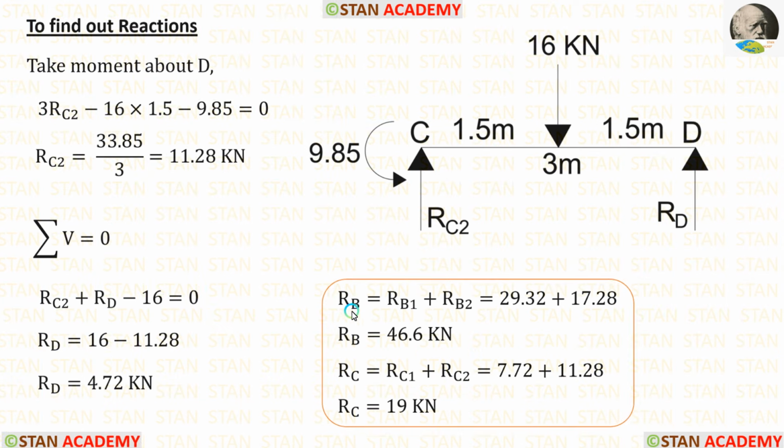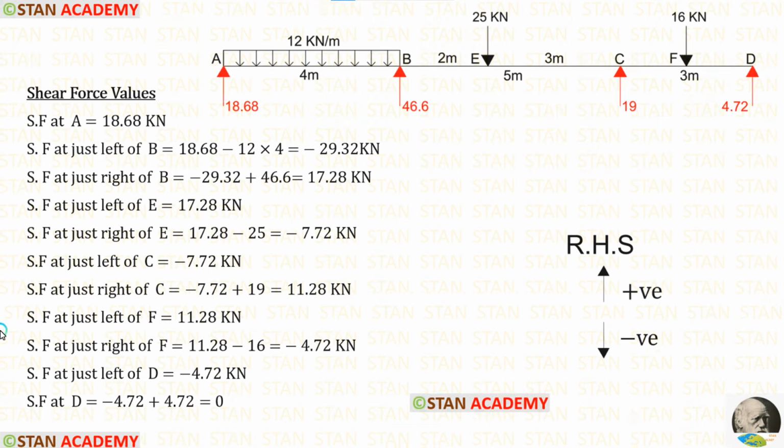In the point B, we have calculated RB 2 times. Let us add both of them. After adding, we are getting 46.6 kN. In the point C also, we have calculated RC 2 times. Let us add both of them. Finally, we are getting RC is equal to 19 kilonewton.